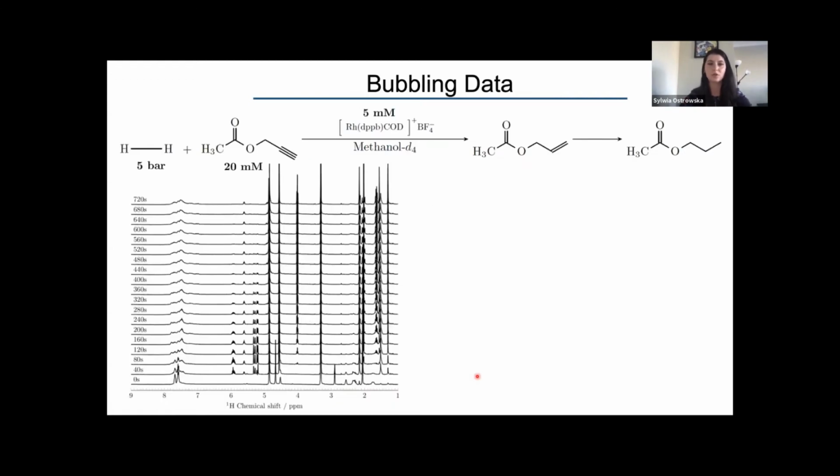Now, of course, to create a kinetic model, we need some experimental data to fit it to. So just for convenience, we created this set of data in a 5mm NMR tube in a high field magnet. And in the tube, we had a precursor solution containing 20 millimolar of propargyl acetate and 5 millimolar of rhodium catalyst. Parahydrogen was bubbled at 5 bars for 10 seconds, and a transient was acquired every 40 seconds until 72 seconds.